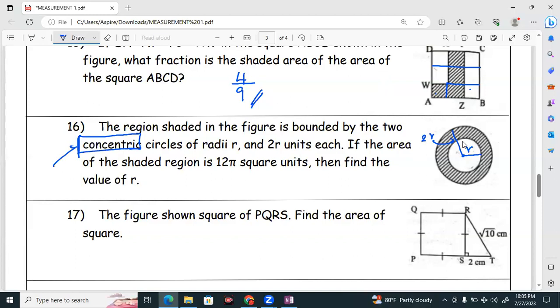Okay, the center of this small one, if it is taken as O, then the center of the large circle is also O. Those kind of circles are called concentric circles. Radii r and 2r units each. If the area of the shaded region is 12π square units, find the value of r. They are asking for the value of r. Okay. Then shall we try to do this question?